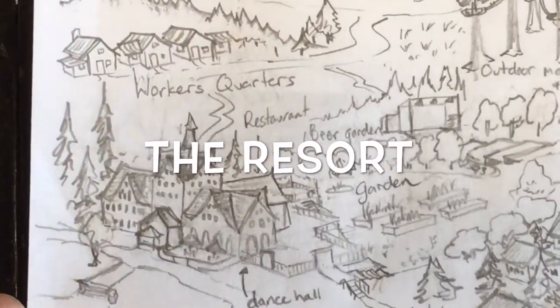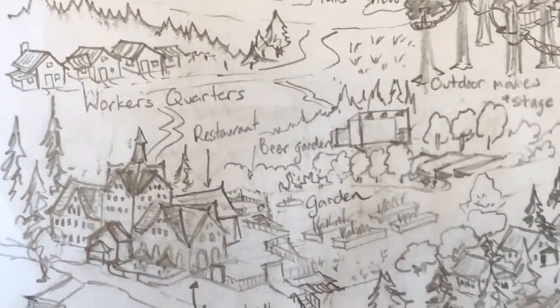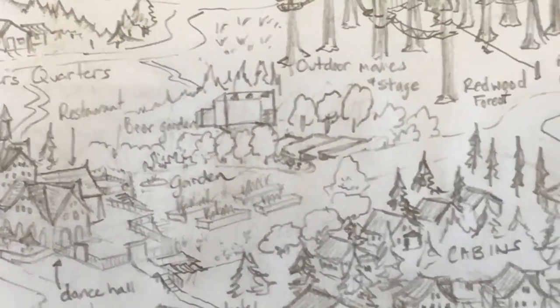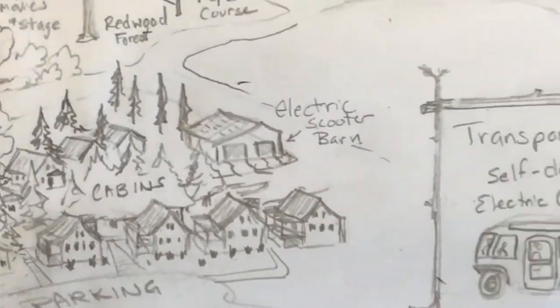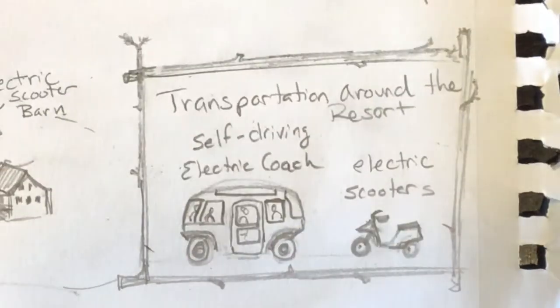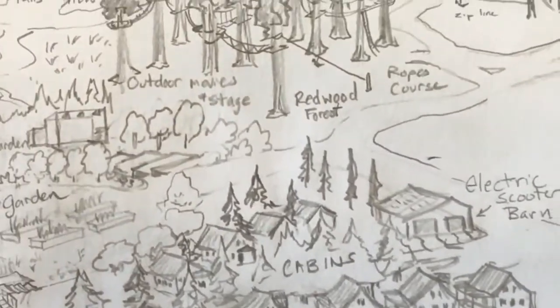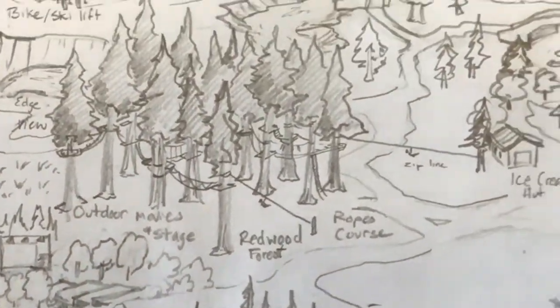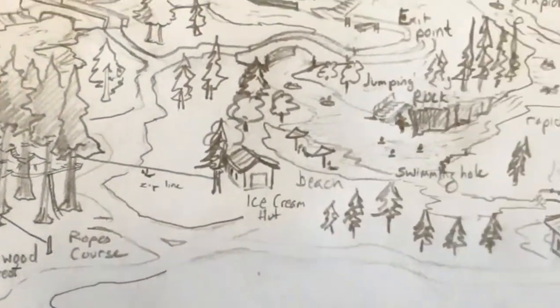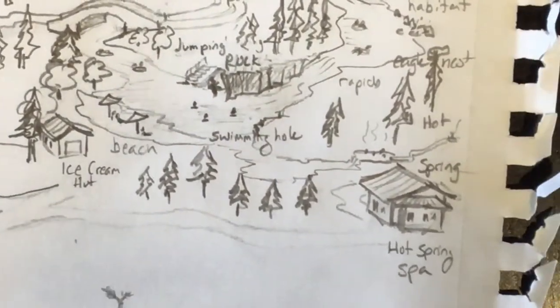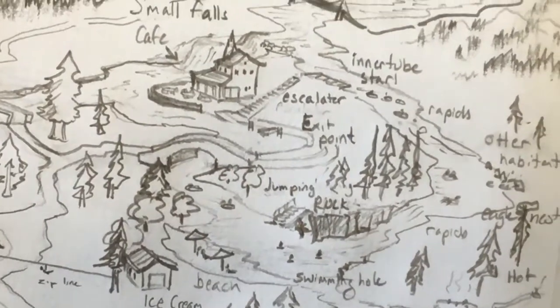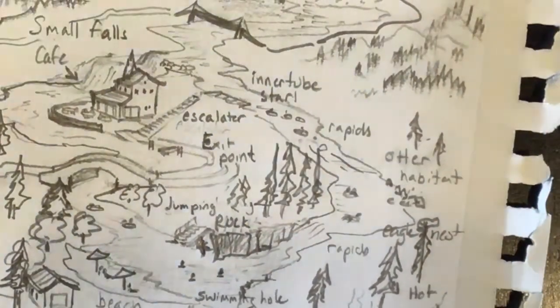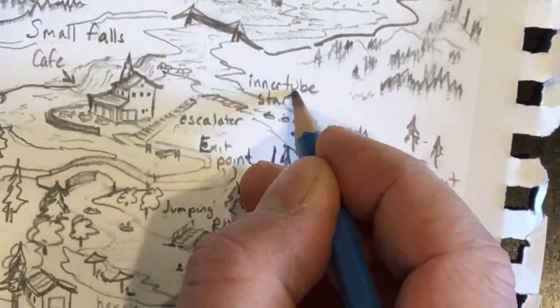The resort started with an old hotel, and there's an outdoor garden and a place for music and movies outside. They built cabins, an electric scooter barn, and there's this self-driving electric coach going around. There's a redwood forest with a ropes course and a zip line down to the ice cream hut. A hot springs, of course it's natural with a spa. You take a bridge over to the inner tube area. I forgot to capitalize the T, start.